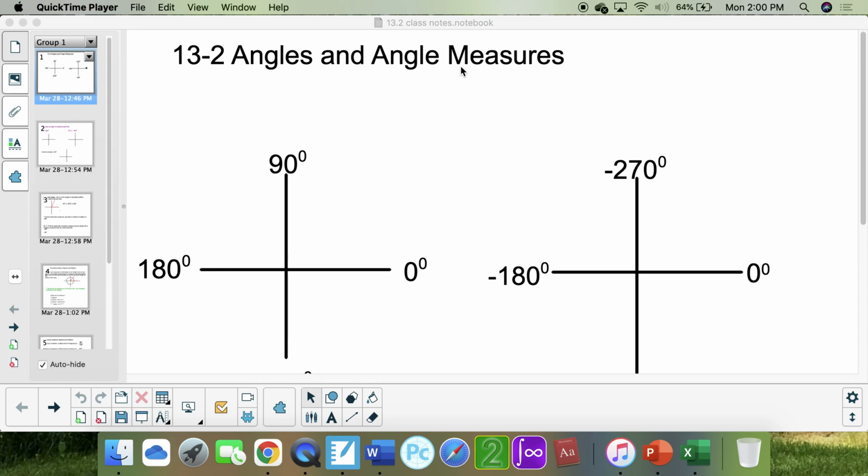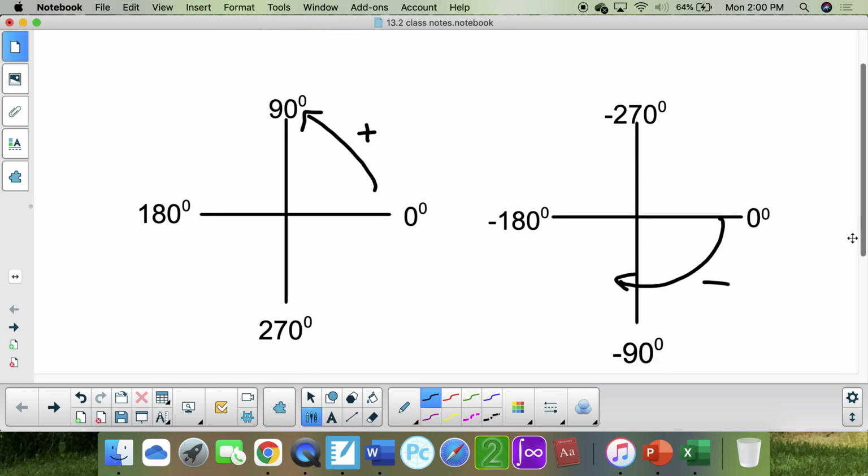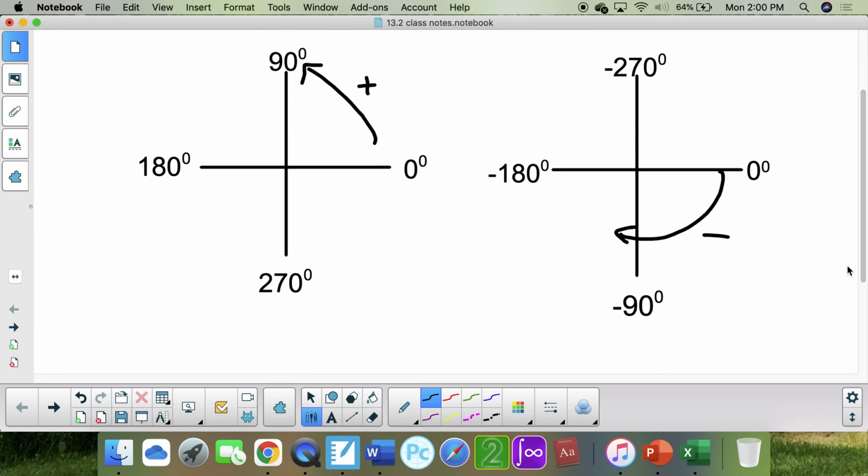Okay, 13.2, you're going to learn how to draw angles. In this direction, it's a positive angle, and in this direction, it's a negative angle. 0 degrees is always right here. It goes 0, 90, 180, 270, and all the way back around is 360.